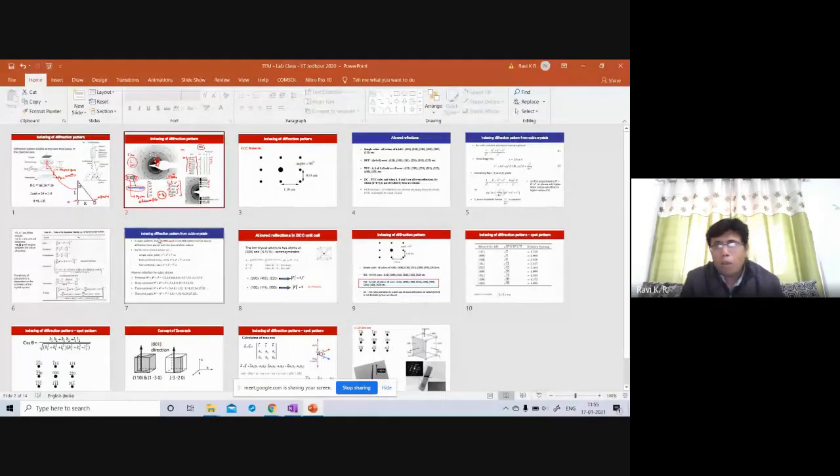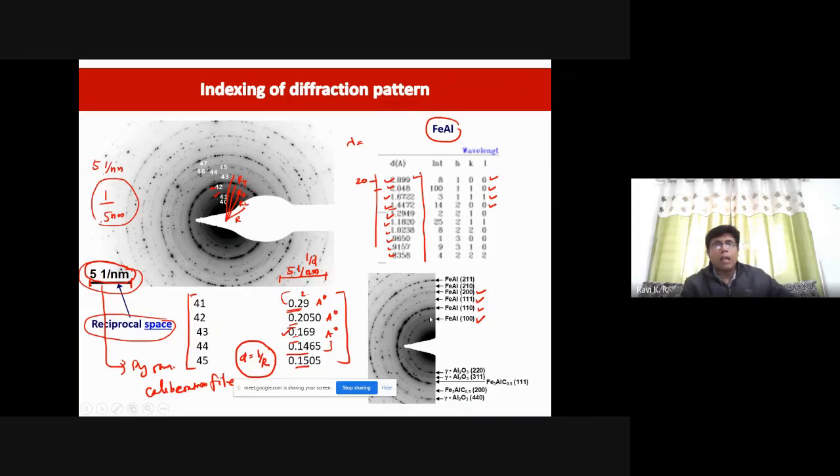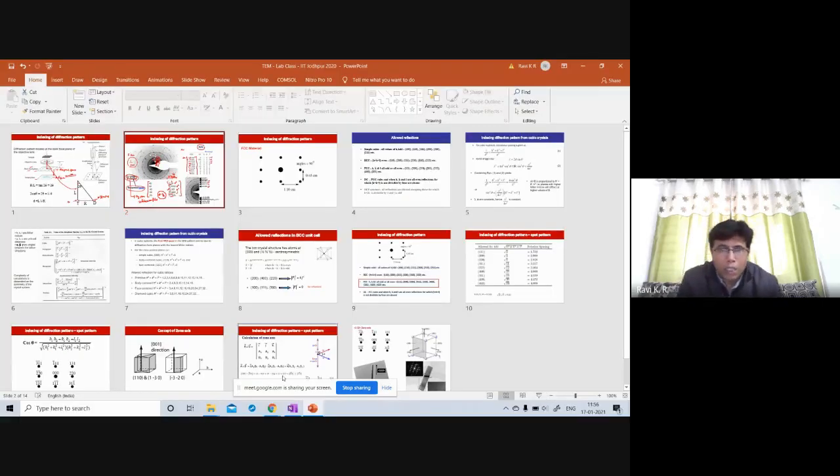Okay, I'll stop here on this part, but the method is the same. Any ring pattern you can index by measuring this value. Let's say this is 1 nanometer, and this is your 0.2 nanometer. You inverse it, 0.2 to 0.5. By measuring this value and inversing it, you get the value, then you can compare it. This is how we do it. If you have any question, you can ask me.